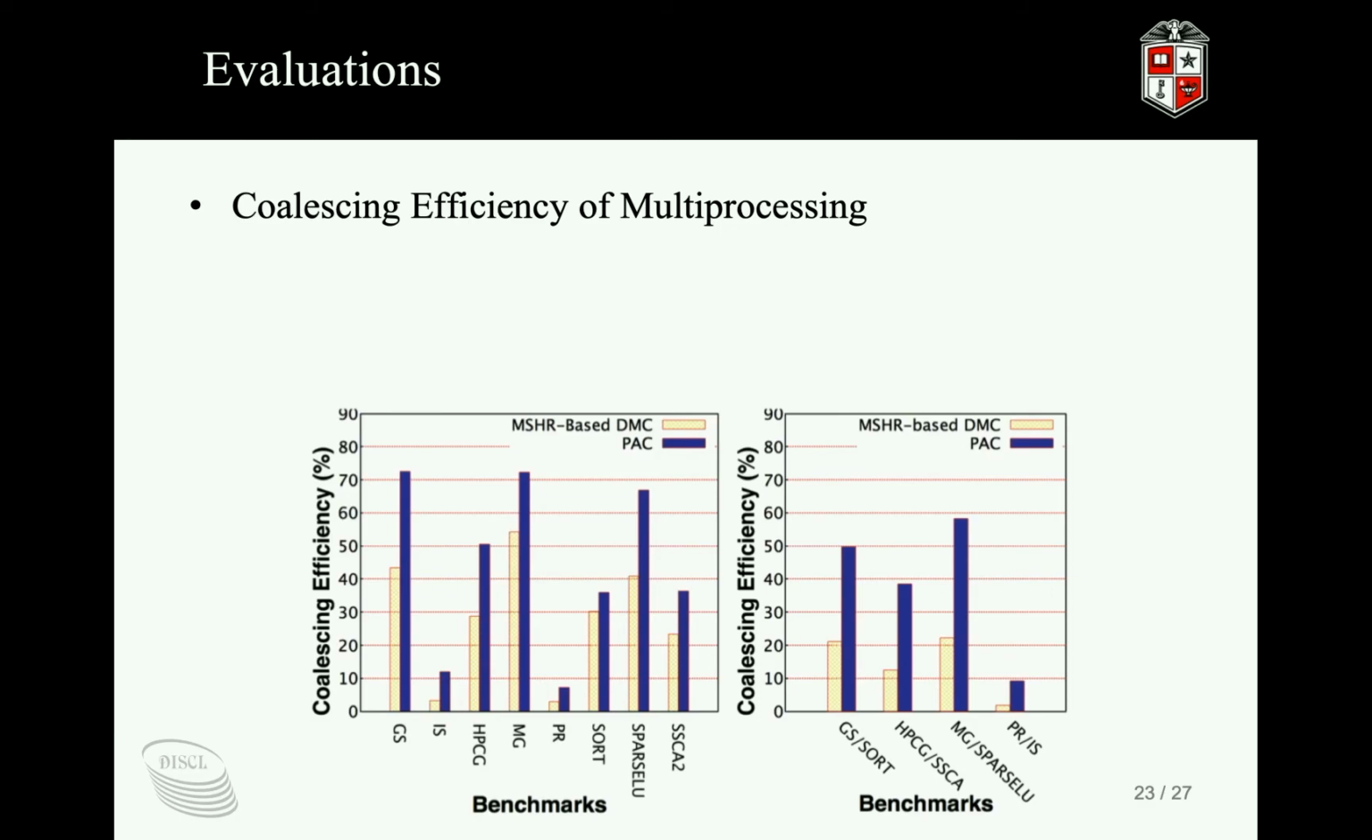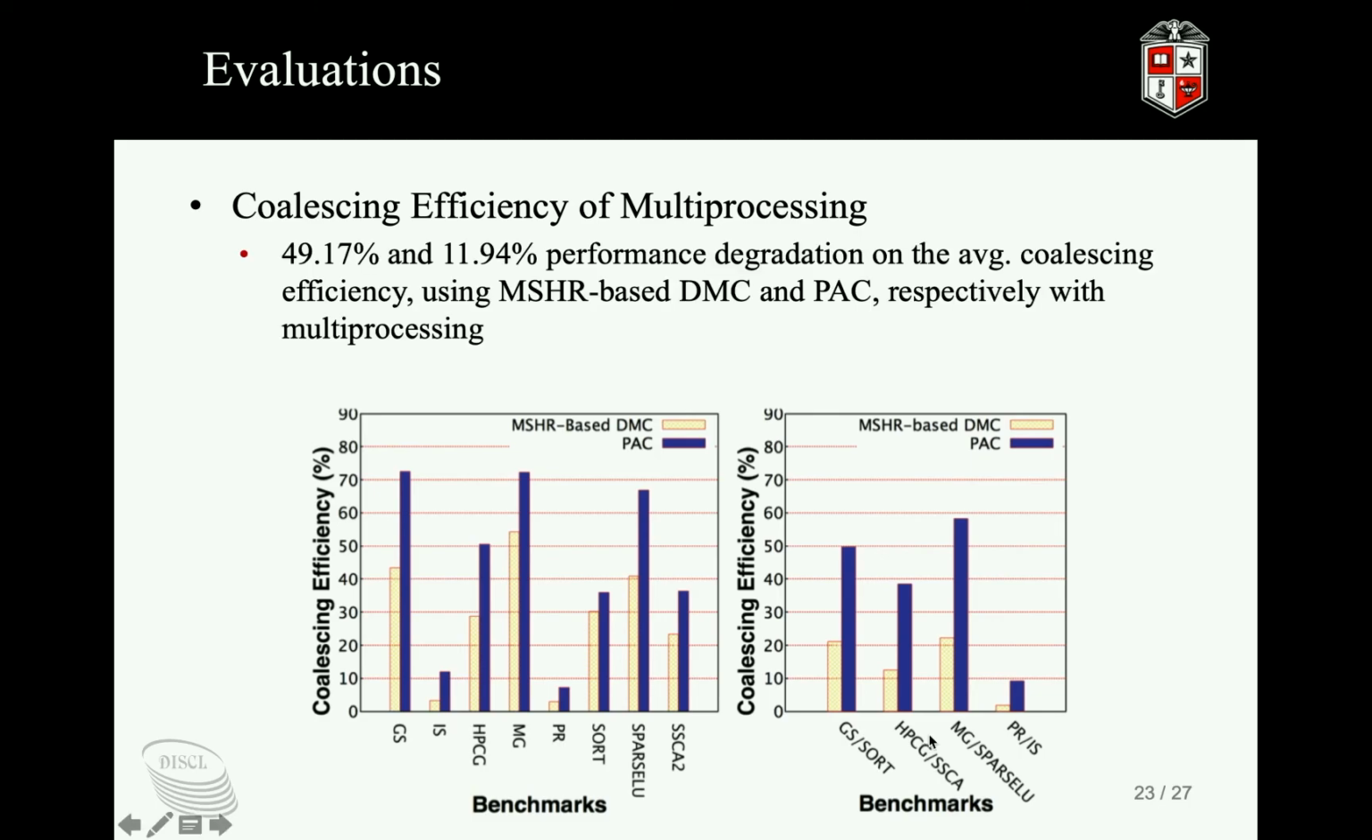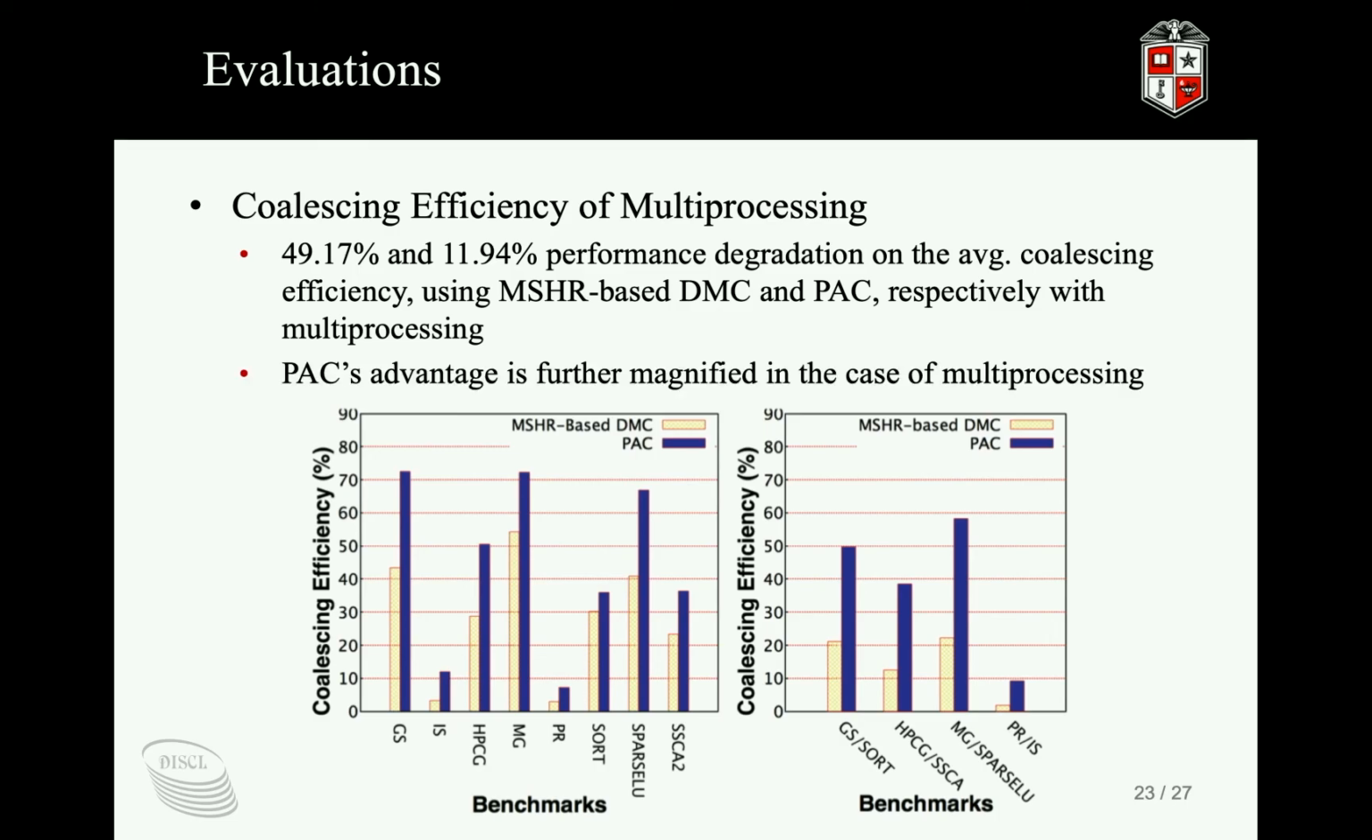Then we also tested the case of multiprocessing. Instead of running a single application within the processor, now we're booting 2 different applications with completely different memory access patterns, running within the same processor but on different cores. As we can see here, we witnessed almost 50% degradation in the average coalescing efficiency when using the MSHR-based DMC. Oppositely, only 12% degradation in request reduction is witnessed when using the PAC. This represents a more stable performance in terms of the request reduction of the PAC design in the case of multiprocessing.